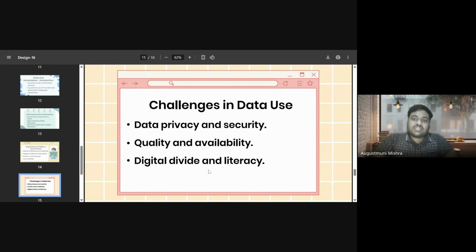What is the digital divide and literacy? Can anyone tell me about the digital divide? This is a very important term of the communication chapter, I think chapter 5 of the NTA paper. What is the digital divide? I think everyone knows literacy. Because there can be a question related to this also, I'm just asking.